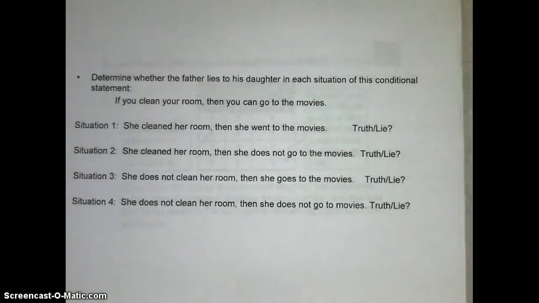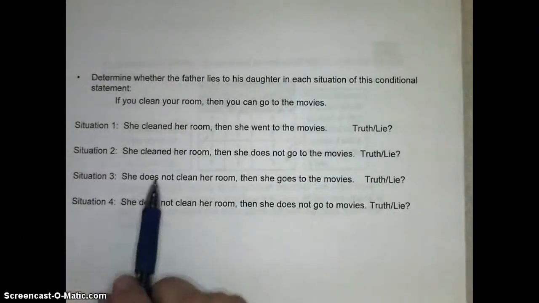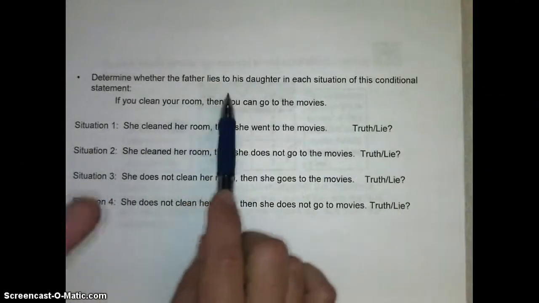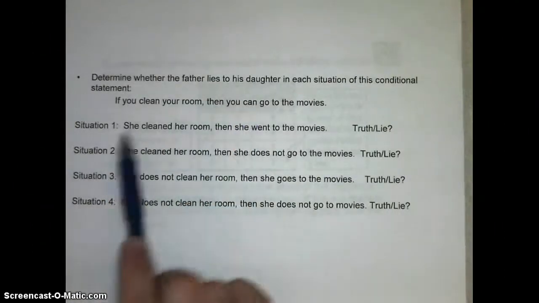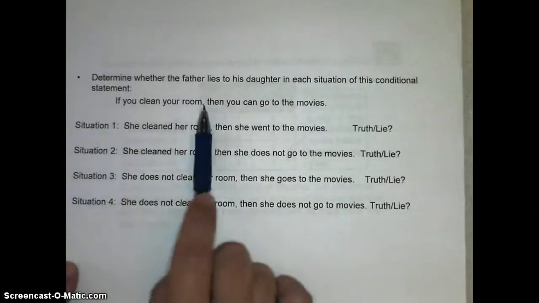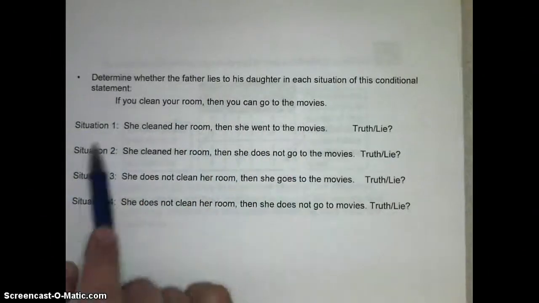Alright, now we're going to talk about determining truth values of conditional statements. And I need you to understand me when I say it's not always about what makes sense. It's about a specific truth value for P and Q, the two parts, hypothesis and conclusion. Okay, so it's best to think of this as this kind of a situation. Determine whether the father in this situation lies to his daughter in each of these 4 cases. Here's what the father's statement is. If you clean your room, then you can go to the movies.